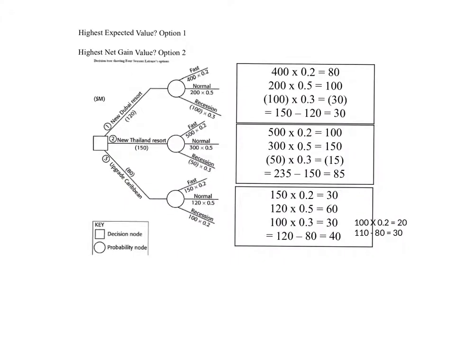Okay, so the final one, which is probably the most challenging, this is what it should have looked like. I made a little mistake in the last box, so I've rectified that, but you should have got, again, the net gain value for the new Dubai resort, 30, the net gain value for the new Thailand resort, 85, and the net gain value for upgrading to the Caribbean is 30, sorry, it's not 40, I accidentally put 30% rather than 20%. So within this, the option you should really go for is the new Thailand resort.